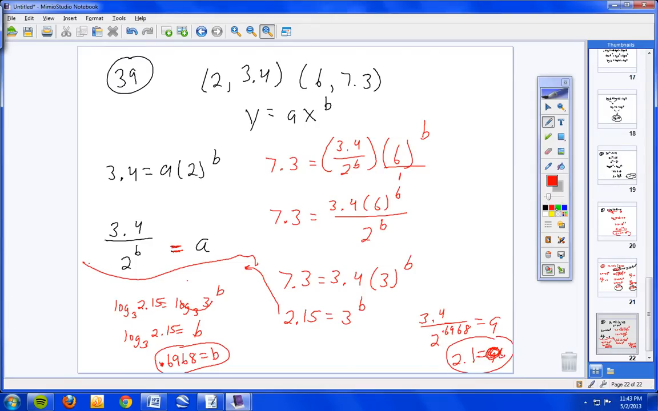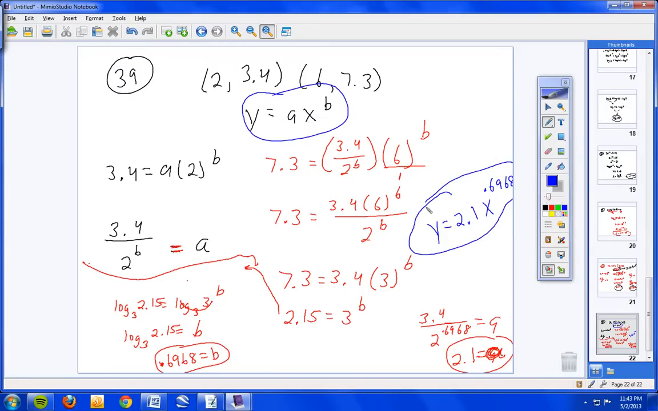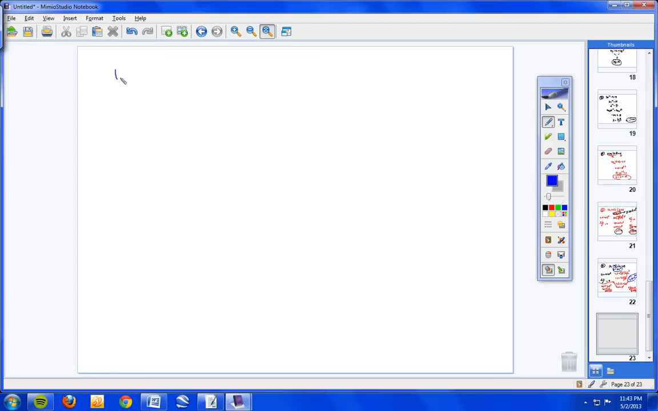Now you know what a equals, and now you know what b equals. So we can write our model right here. Here's your formula that helps you. You would have y equals a, which is 2.1, times x to the b power, so to the 0.6968. So there. What we did there is we wrote a power function by using the information that was given to us. Okay, one more problem and we are good to go. So way to hang in there. And here we go, number 43.